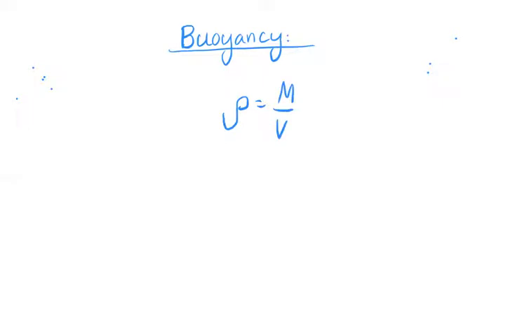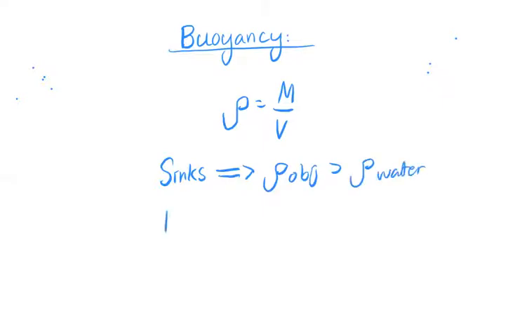And basically, if an object sinks, that means that the density of the object is greater than the density of water. And conversely, if it floats, that means that the density of the object is less than the density of water.